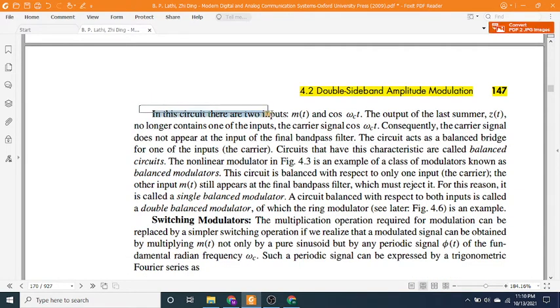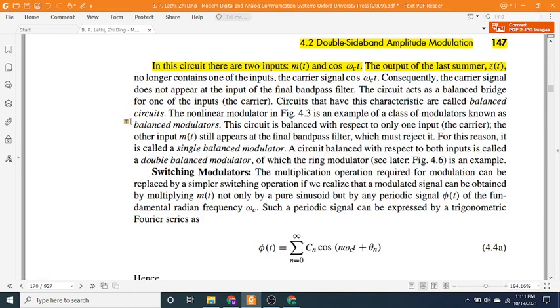In this circuit there are two inputs, m(t) and cos ωc t. The output of the last summer, z(t), no longer contains one of the inputs, the carrier signal cos ωc t. Consequently, the carrier signal does not appear at the input of the final bandpass filter. The circuit acts as a balanced bridge for one of the inputs, the carrier. Circuits that have this characteristic are called balanced circuits.